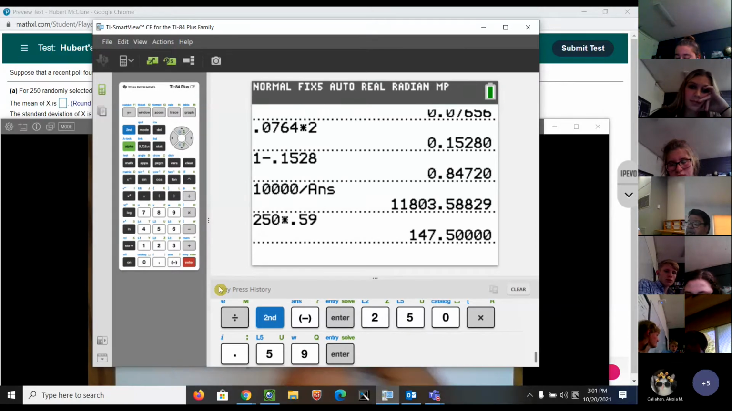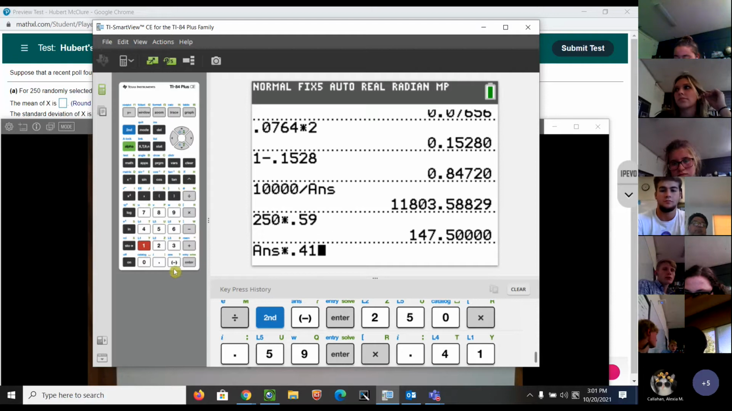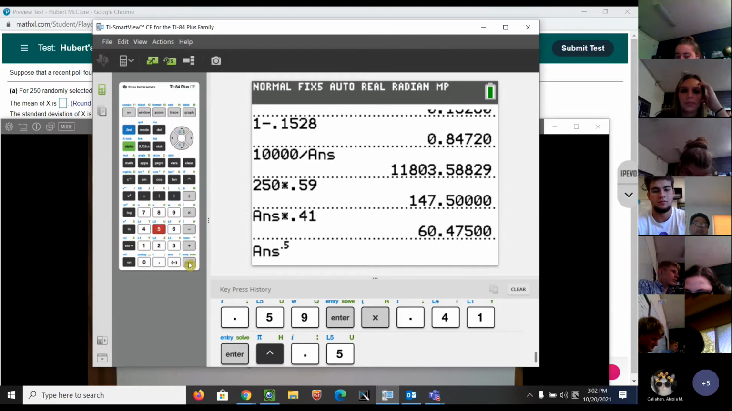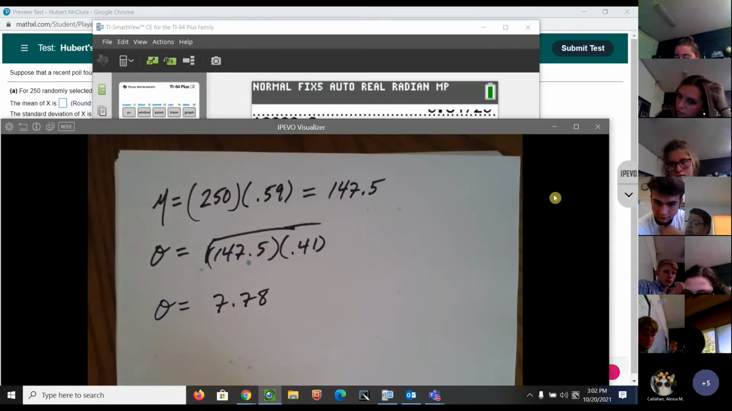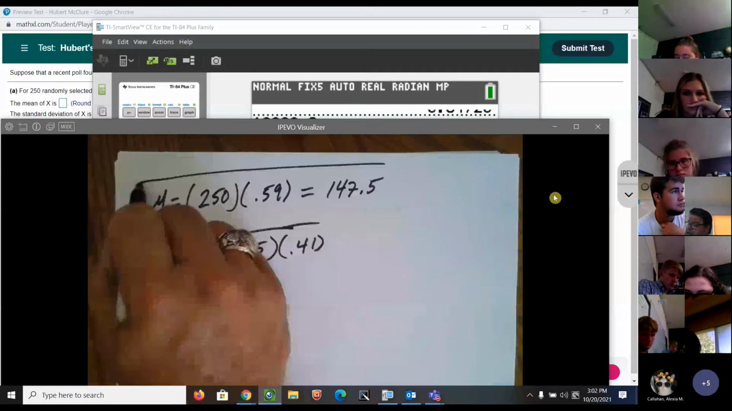And let's go ahead and do the standard deviation. Square root of 147.5 times 0.41, so times 0.41, and then raise that to the 0.5 power, and that is 7.78. So the standard deviation is 7.78. So there's your mean, and there is your standard deviation.